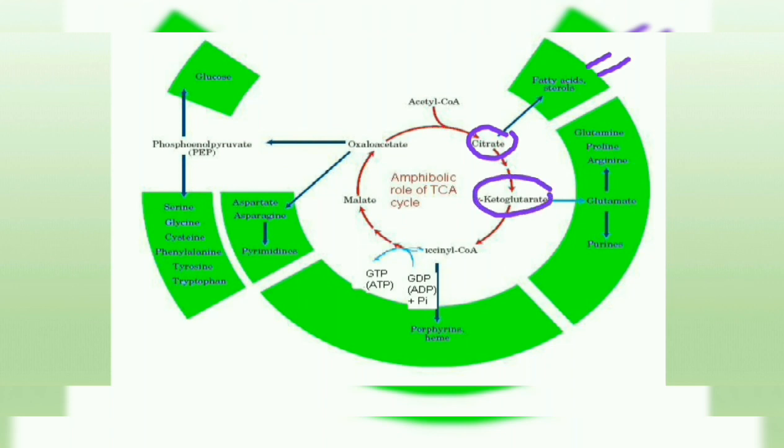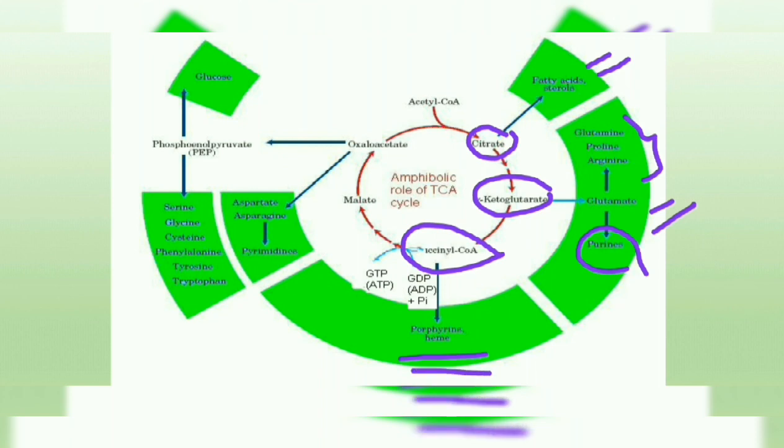When this alpha ketoglutarate is accumulated, it is converted into glutamate, an amino acid, and from it three other amino acids, glutamine, proline, and arginine, can be synthesized. And we also have purine, which is a component of the nucleic acid, being synthesized. And we have succinyl CoA, which is converted into porphyrins and hemes.